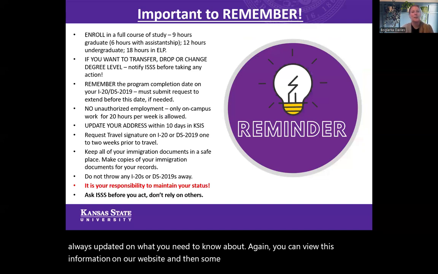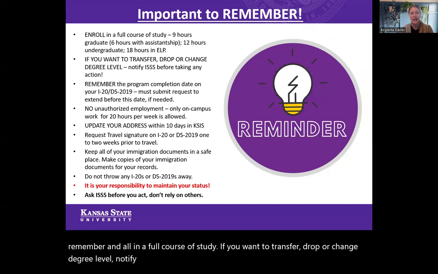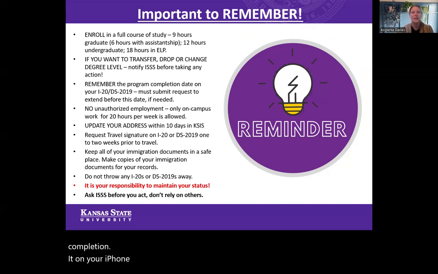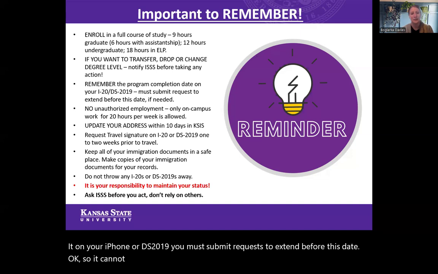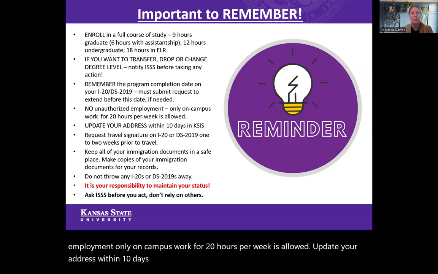And then some of the important information to remember: enroll in a full course of study. If you want to transfer, drop, or change degree level, notify ISSS before taking any action. Remember the program completion date on your I-20 or DS 2019. You must submit requests to extend before this date, okay? So it cannot expire and then you request an extension. No unauthorized employment. Only on-campus work for 20 hours per week is allowed. Update your address within 10 days every time you move.